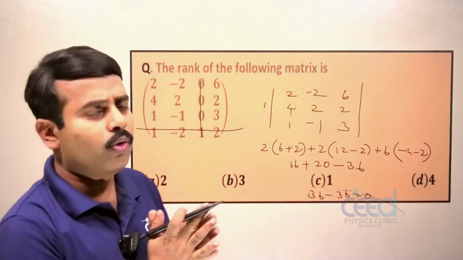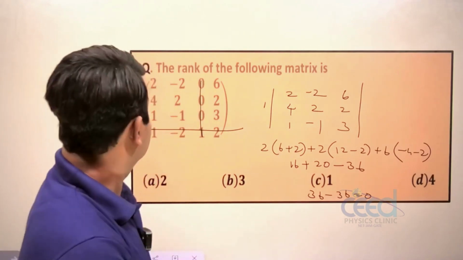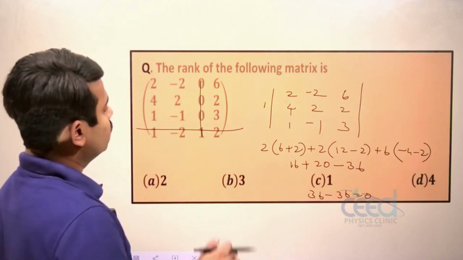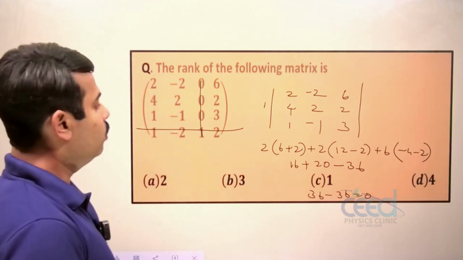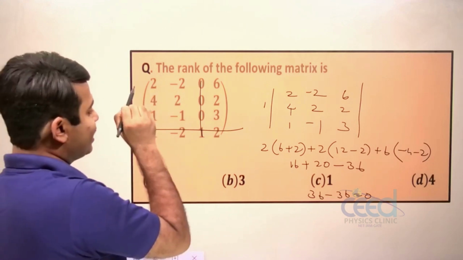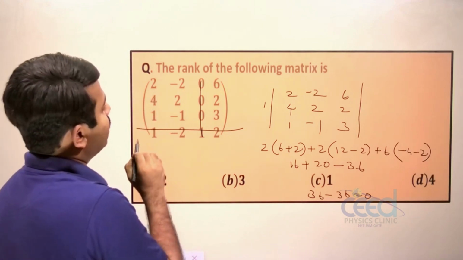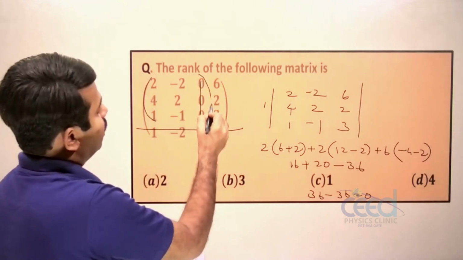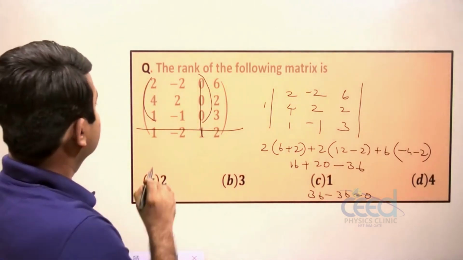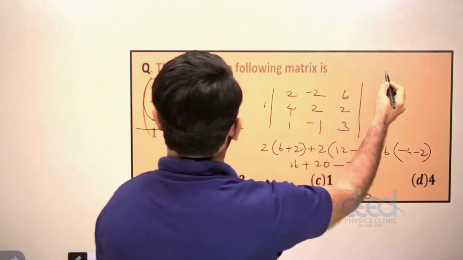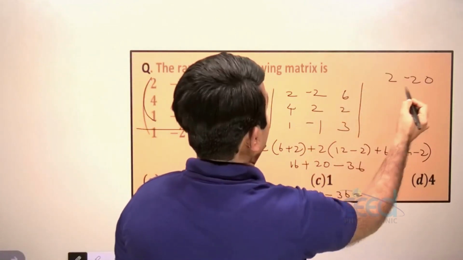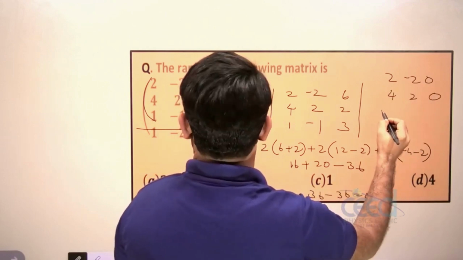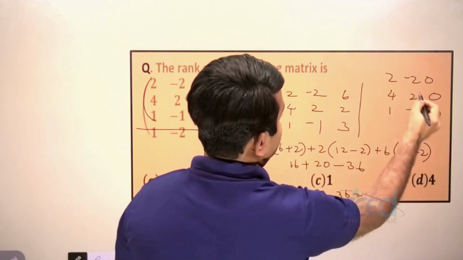Then the rank is not equal to 4, right. Now you can identify any 3 by 3 matrix whose determinant is not equal to 0. Extract any 3 by 3 matrix from this. For example, if you extract one 3 by 3 matrix like this, what is that? 2 minus 2 0, 4 2 0, 1 minus 1 0.